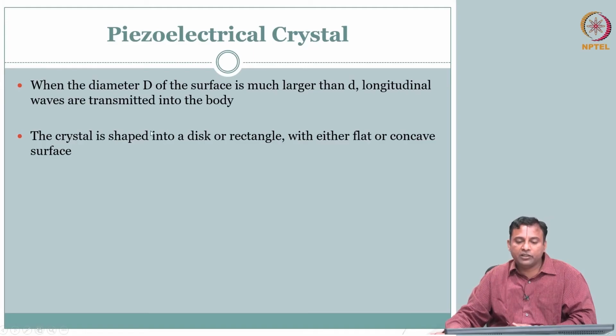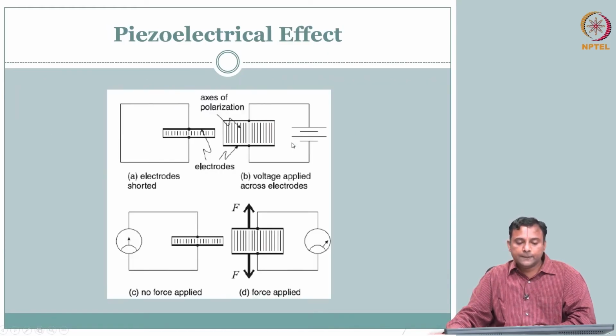So, the condition in which you can cut this crystal: thickness is one direction. The other dimensions you can cut it to a disc or a rectangle. It can be circular or rectangular, right. You can have either a flat surface or concave surfaces. We'll talk about that as we go along.